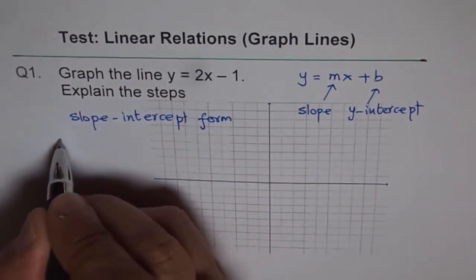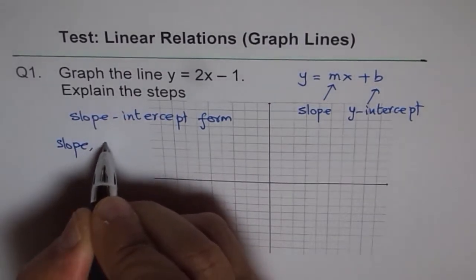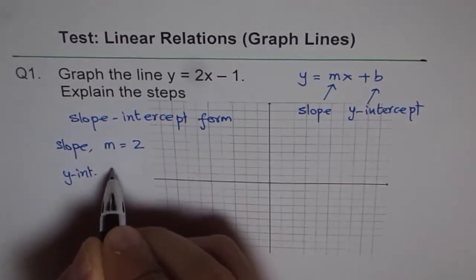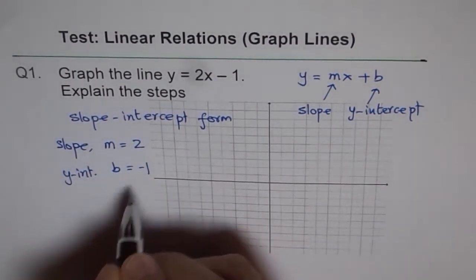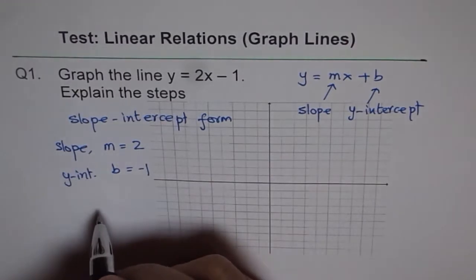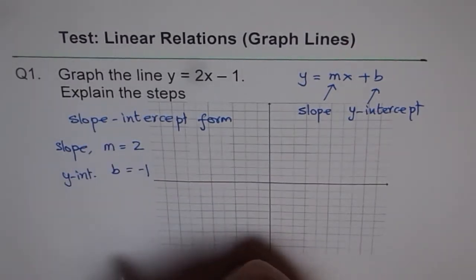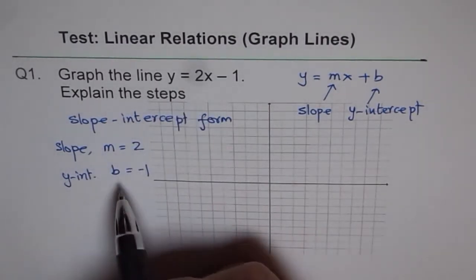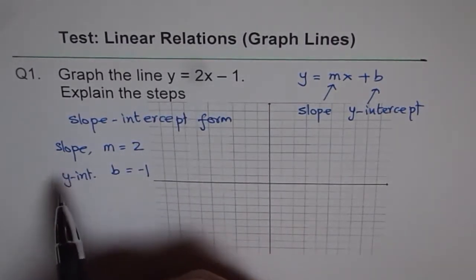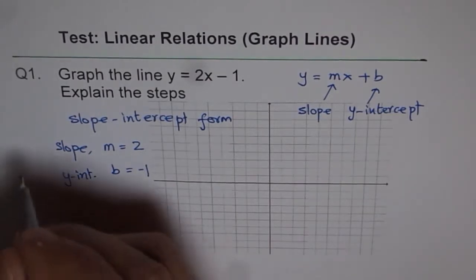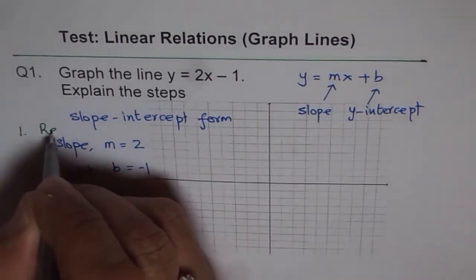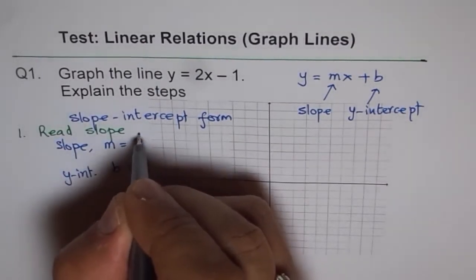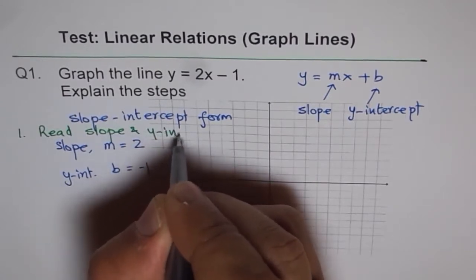So we get slope m equals 2 and y-intercept, I'm writing short form, b equals minus 1. Now with the help of these two things, we can graph our line. I'm explaining you the steps, right? So first step is read slope and y-intercept. That is my first step, okay? Let me write down this step here. Step number 1, read slope and y-intercept.